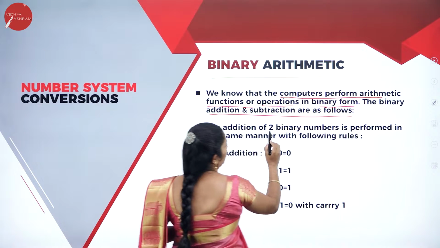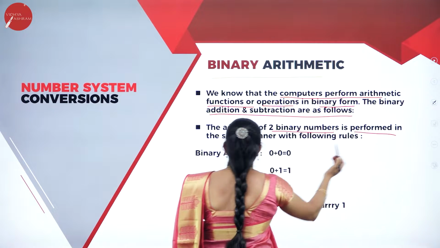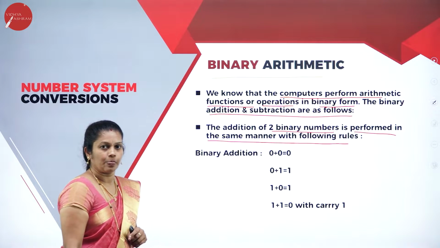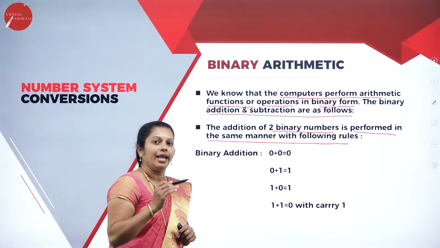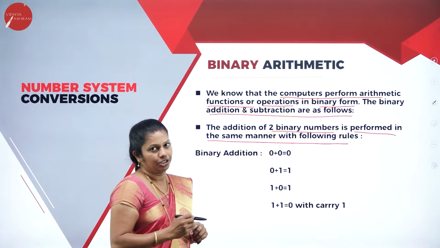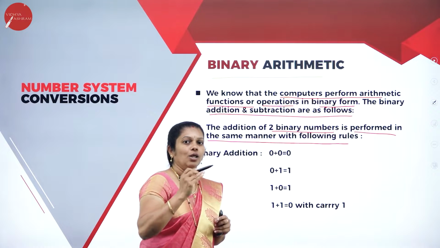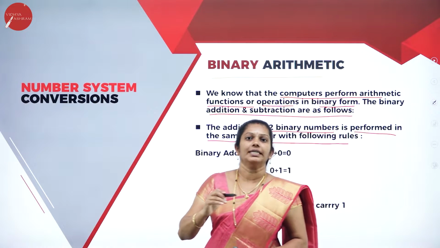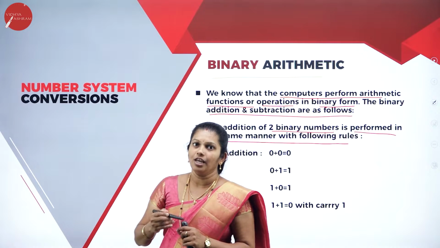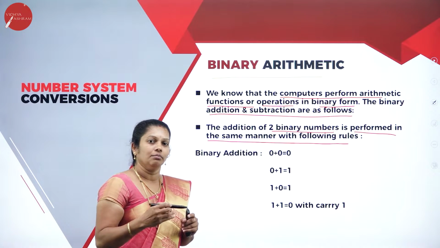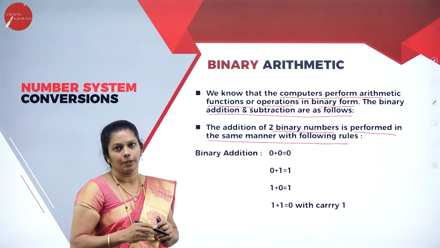The addition of two binary numbers is performed in the same manner with the following rules. If I want to perform any binary addition operation, then I have to follow some rules. In general, 1 plus 1, if it is a decimal number, we write it as 2. But in binary, we don't have 2. It is compulsory to represent all numbers by 0 and 1 format only.